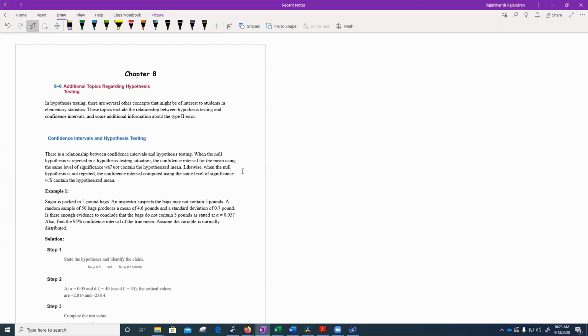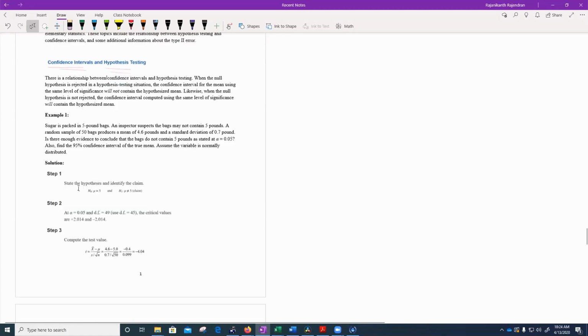This is the last section we have in chapter 8, the additional topics regarding hypothesis testing. Now we are going to have the combined results with the confidence interval and the hypothesis testing. These are two different things we learned: in chapter 7 the confidence interval, and now hypothesis testing. Now we are going to combine my summary or final answer by using my confidence interval answer together with my hypothesis testing.